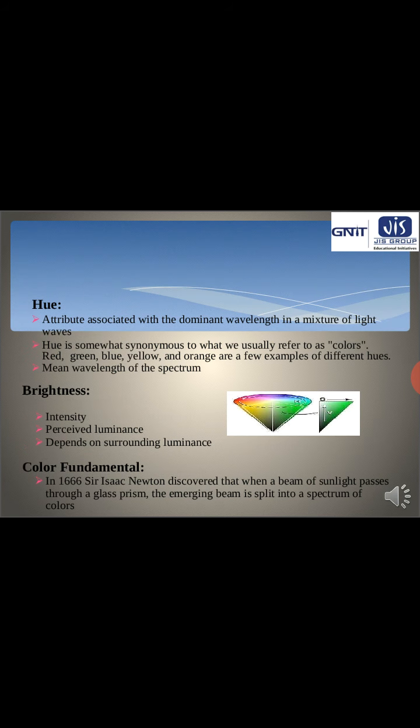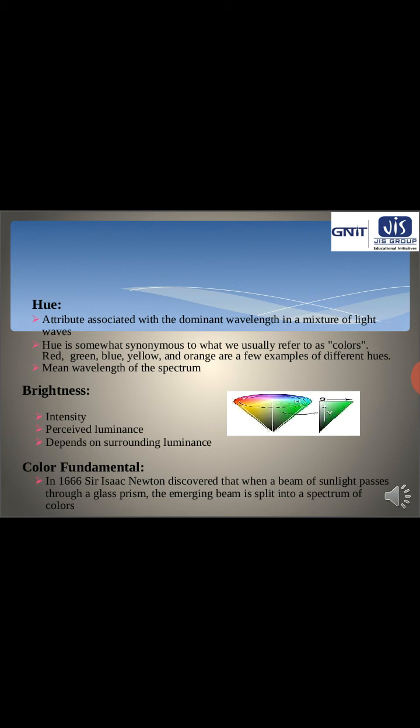Now what is hue? This is one of the attributes associated with the dominant wavelength in a mixture of light waves. Hue is somewhat synonymous with what we usually refer to as color. Red, green, blue, yellow and orange are a few examples of different hues, meaning wavelengths of the spectrum. Now brightness is related to intensity. Perceived illumination depends on surrounding illuminations also.